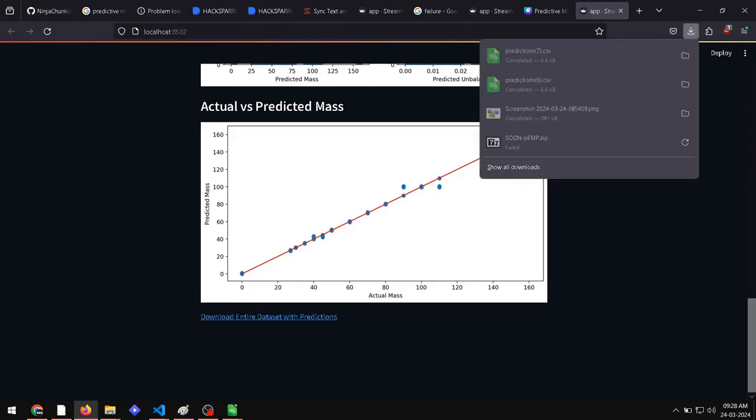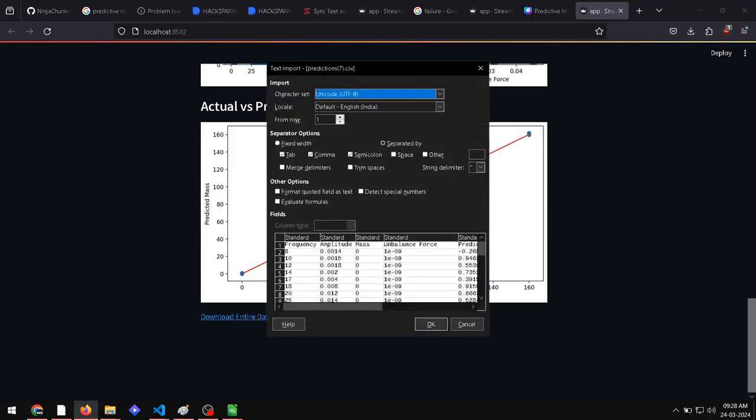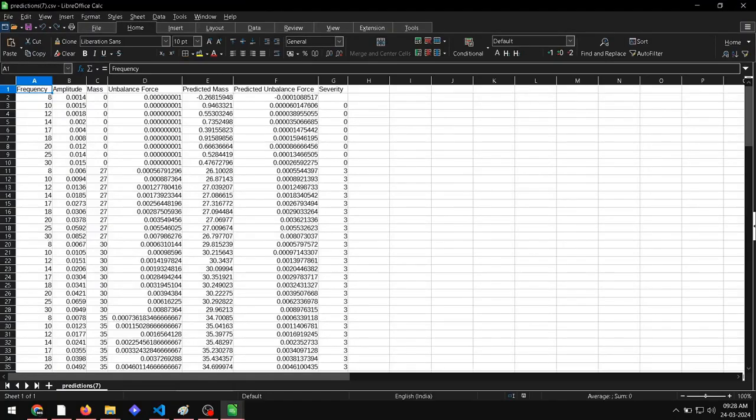From here I can download the entire data sheet, the output. As you can see, this is my output. This is the entire data sheet which we got from there.